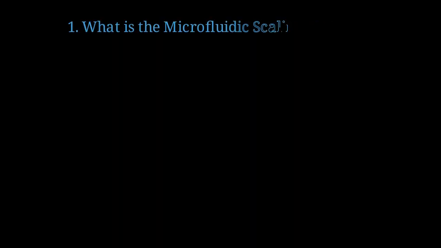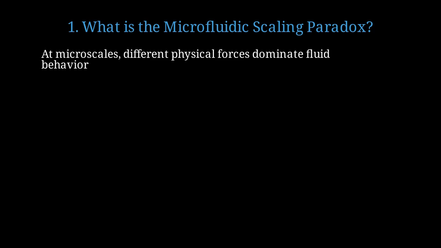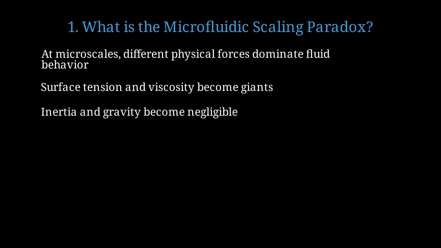Let's start by understanding what this paradox actually means, and why it's so counterintuitive. At microscales, typically below 1 millimeter, completely different physical forces take over and dominate fluid behavior. Forces like surface tension and viscosity, which seem minor at large scales, become dominant giants at the microscale. Meanwhile, inertia and gravity, which control macroscale flows, become almost negligible at tiny scales.